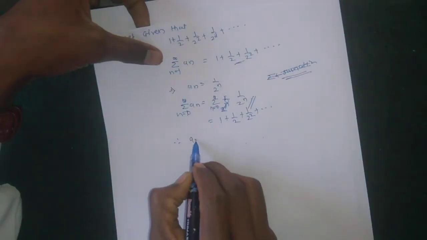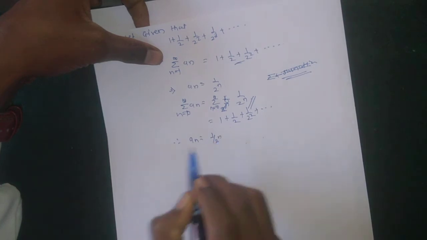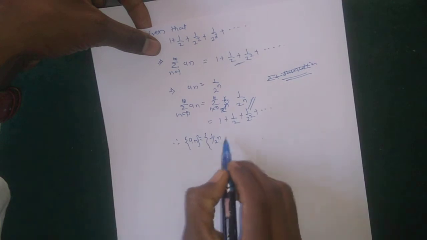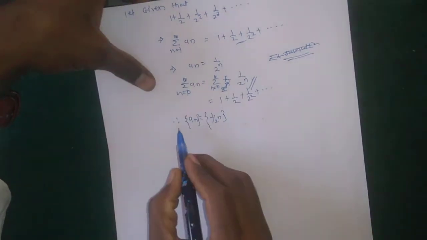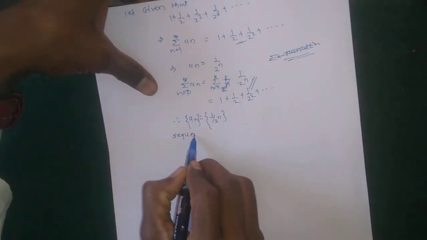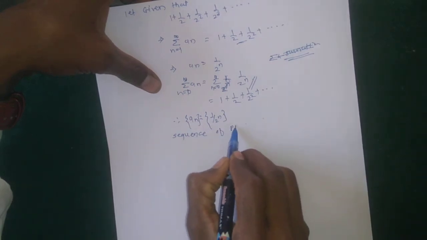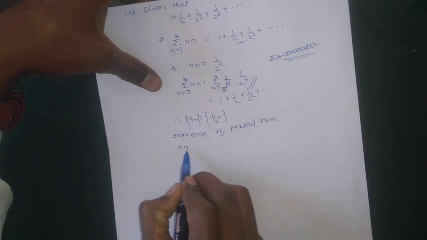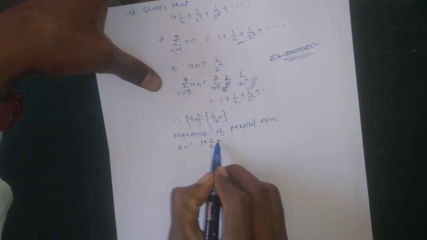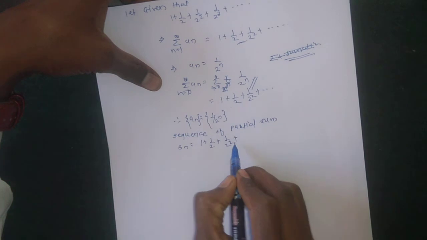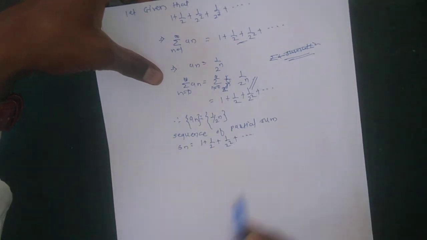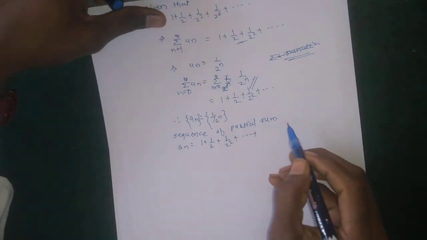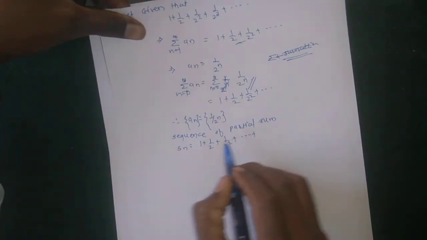Therefore an is equal to 1 upon 2 raised to n, and therefore the sequence of partial sums, what is given here? The sequence of partial sums Sn is equal to 1 plus 1 upon 2 plus 1 upon 2 square plus, and so on, up to the last nth term. What is the power here?